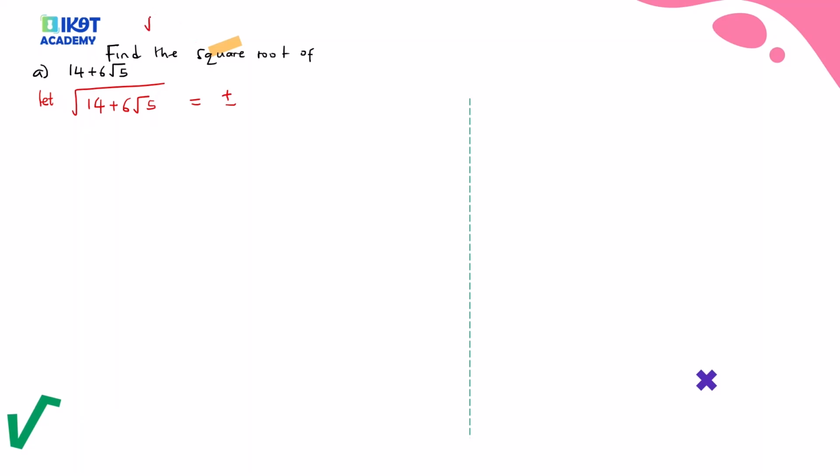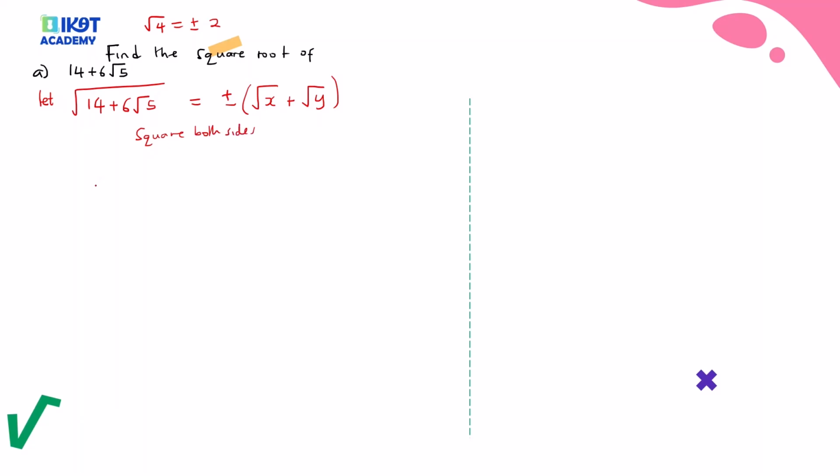Remember we say that the square root of 4 should be plus or minus 2. So when you're saying let the square root of it, you say it should be root of x. Now here, since it's plus, we're going to say plus root of y. Then when we have this, we're going to square both sides.